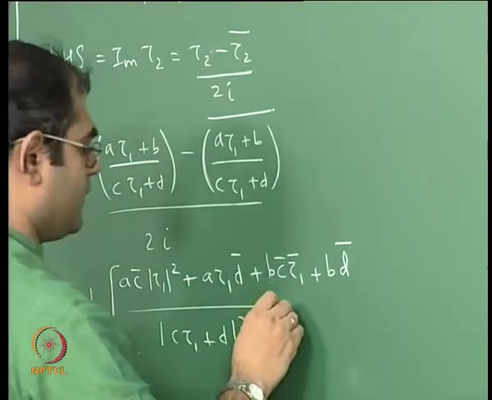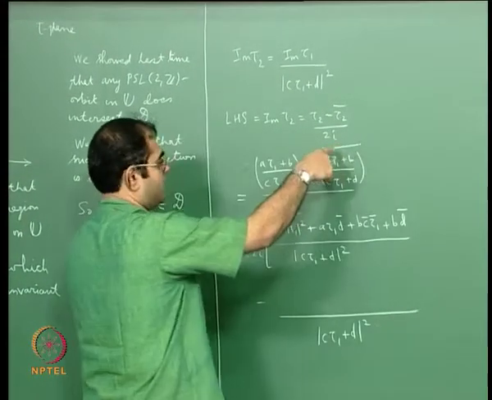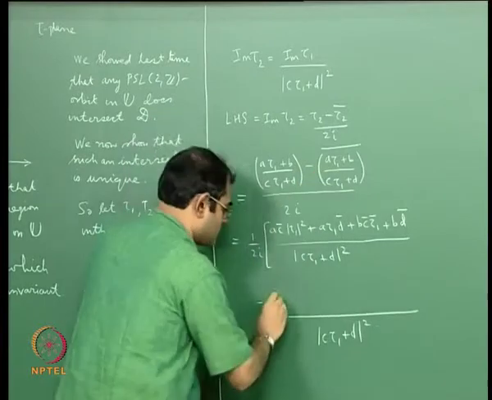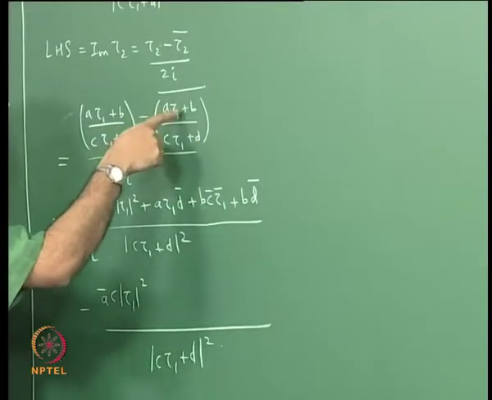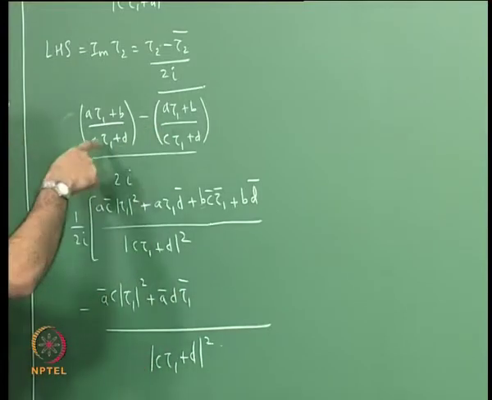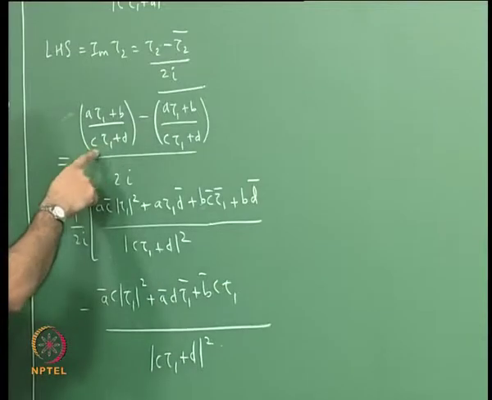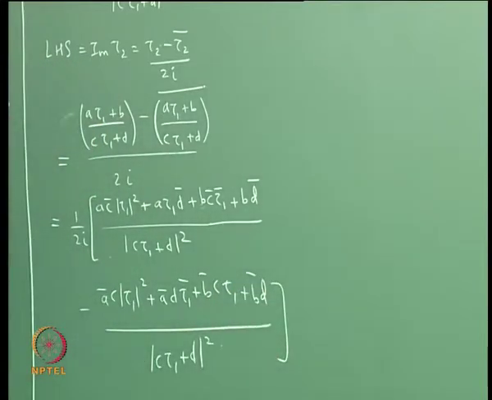Then I will get minus, with the same denominator mod C tau 1 plus D the whole squared, multiplying now this with this, A bar C into mod tau 1 the whole squared, and A bar D into tau 1 bar, and B bar C tau 1, and B bar D. This is what I will get, and I think I can cancel out a few terms. Can I?